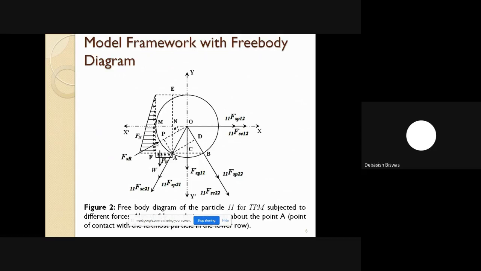Here, the point A is the most important point, if you see this figure, because about this point A the particle will tend to toggle up. This is the instantaneous center of rotation of the particle when the forces are acting. Actually, we are using the conservation of momentum principle to calculate the angular acceleration. After calculating angular acceleration, we have calculated the impending acceleration, then the escape velocity of the particle.